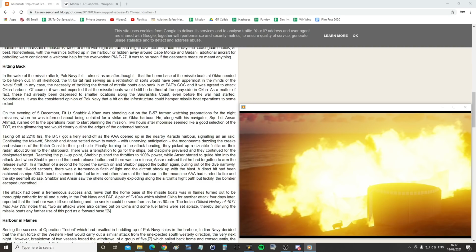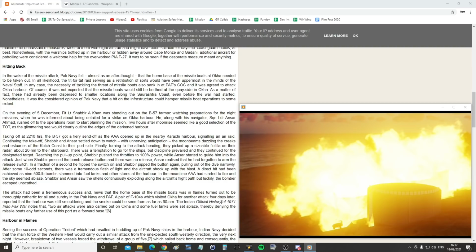The attack had been a tremendous success, and news that the home base of the missile boats was in flames turned out to be thoroughly cathartic for all and sundry in the Pak Navy and PAF. A pair of 104 Starfighters which visited Okha for another attack 4 days later reported that the harbour was still smouldering and the smoke could be seen from as far as 60 nautical miles.